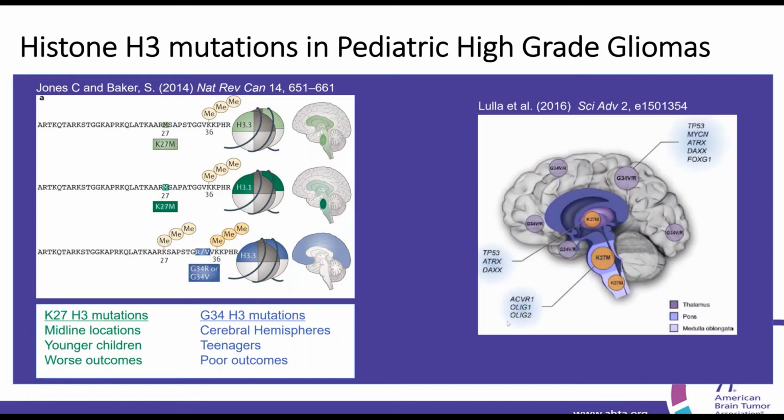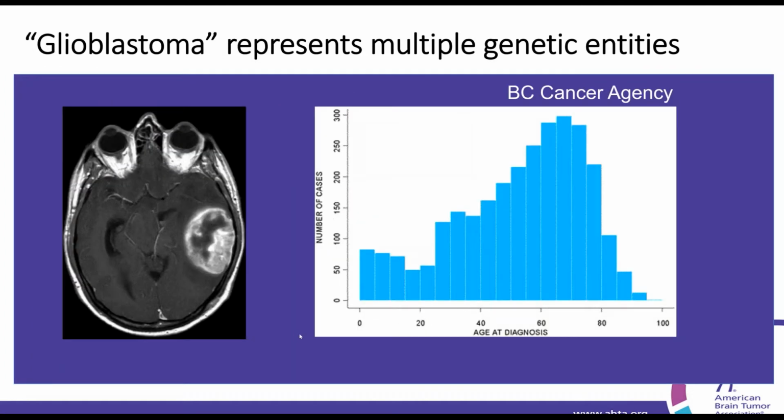Another important finding was that not only does the K27 versus G34 location make an impact on tumor location and clinical progression, but the co-mutation with those H3 mutations also determines where in the neuroaxis these tumors arose. So a tumor that has a K27 mutation and an ACVR1 mutation occurs specifically in the pons, whereas co-mutation of others may direct this to other locations within the central nervous system.